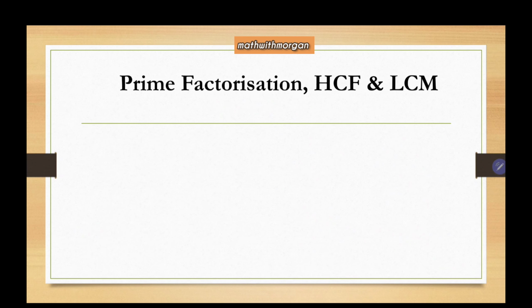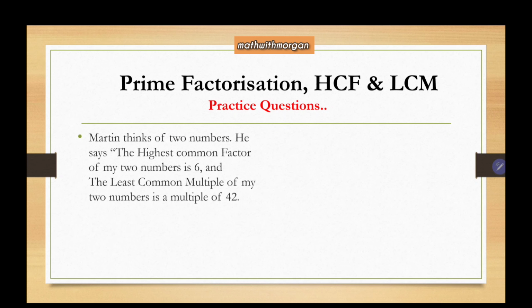Okay, let's take a look at more practice questions. Martin thinks of 2 numbers. He says the highest common factor of my 2 numbers is 6, and the least common multiple of my 2 numbers is a multiple of 42.